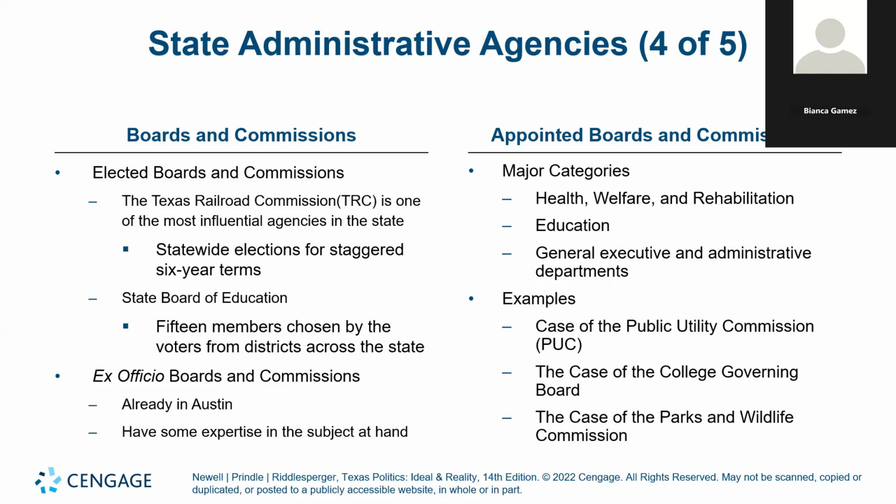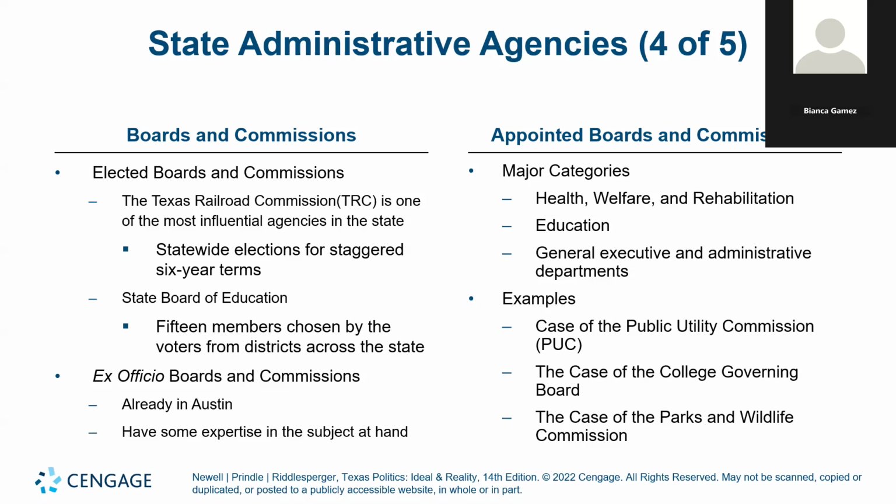There are also ex officio boards and commissions. Like I said, these are boards composed of high-ranking officials who are already there in Austin, and they tend to have some expertise in the subject at hand. As you can see, there are also some other appointed boards here, which also require expertise. My point about the ex officio board is that it's comprised of people who already have a high-ranking position within Austin. For these other appointed boards, they don't have to be in Austin. Major categories would be health, welfare, rehabilitation, education boards, and general executive and administrative departments.